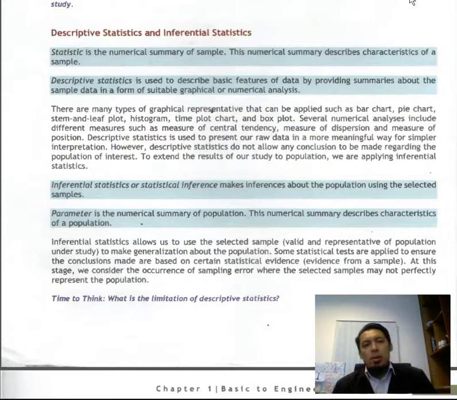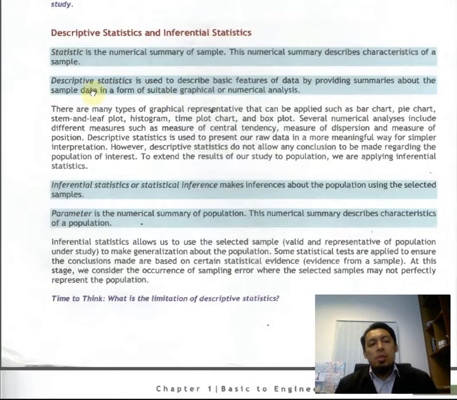Let's just try to read out what is highlighted in this book first. Statistic is the numerical summary of a sample. This numerical summary describes characteristics of a sample. And then we have descriptive statistics, which is used to describe the basic features of data by providing summaries about the sample data in a form of suitable graphical or numerical analysis.